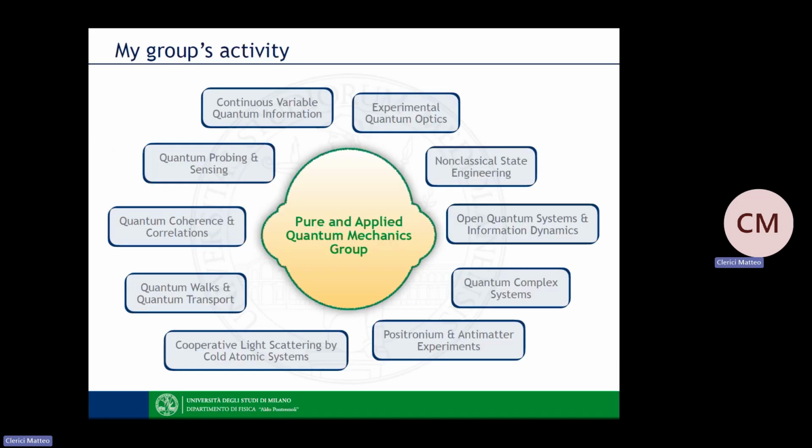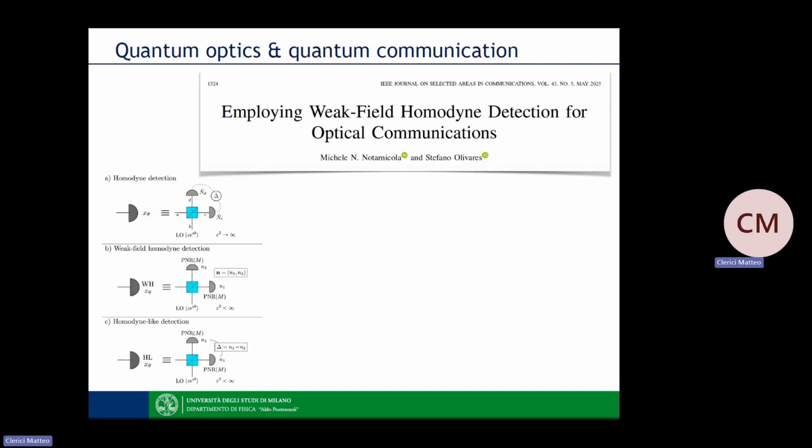Let me spend a few words about my group in Milan. There are many activities in my pure and applied quantum mechanics group, ranging from foundational aspects of quantum mechanics to quantum information. We also have an experimental part where, in our quantum optics lab, we are able to produce single photon states with different degrees of freedom, also continuous variable states. And very recently, we were able also to perform pulse mode detection, and not only continuous one.